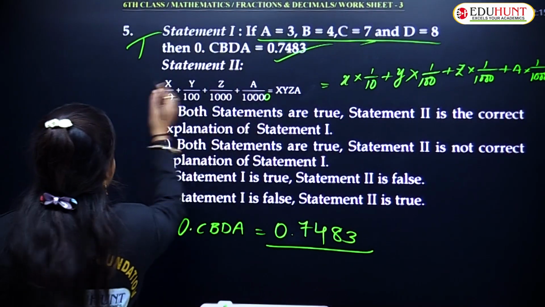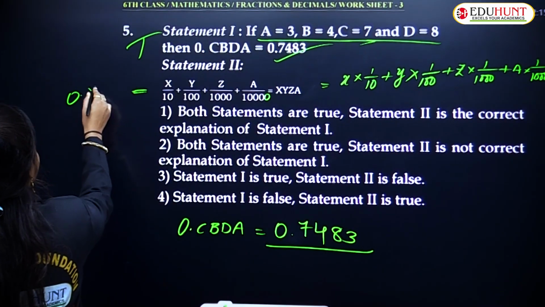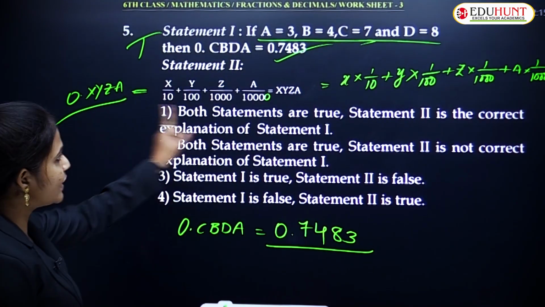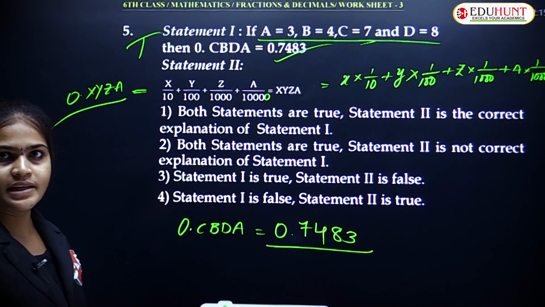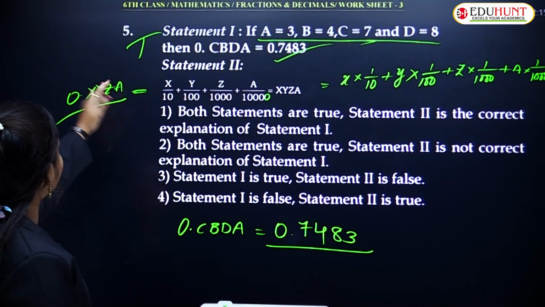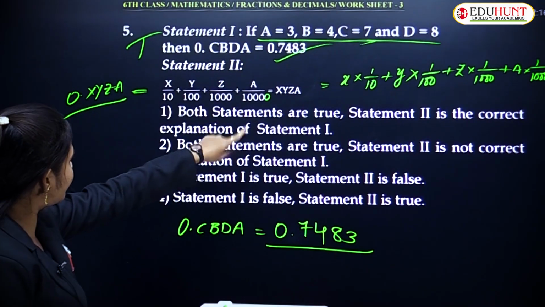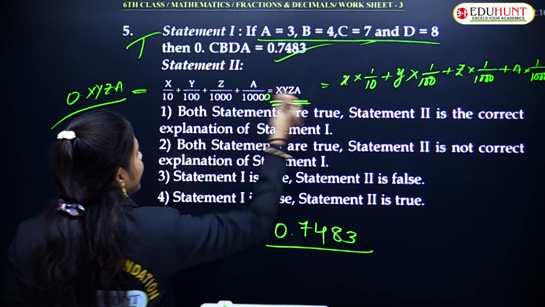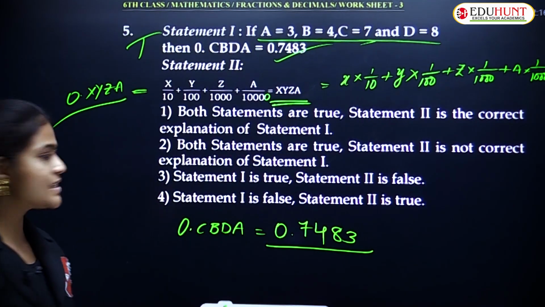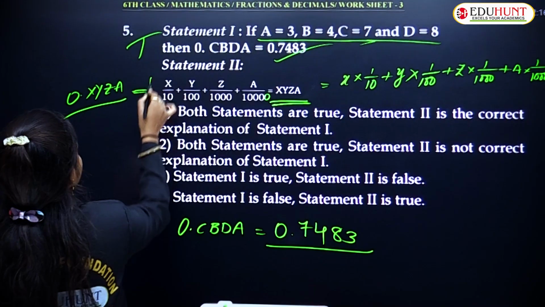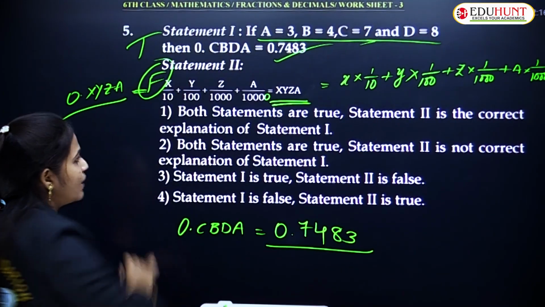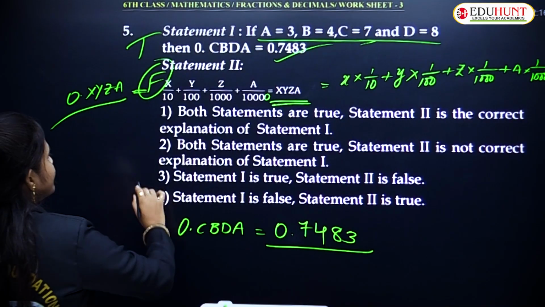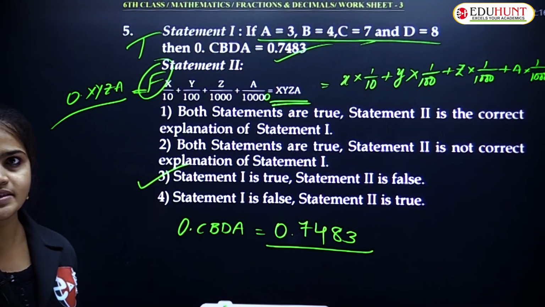So we can express this one as 0.xyza. This is the value. Only this one we can express like that. Understand? 0 point means 0 into something, again we will get that 0. So that's why here we can write this one as 0.xyza. But here they given xyza only. So that's why here the second option is a false statement. As per this one, statement 1 is true and statement 2 is false.